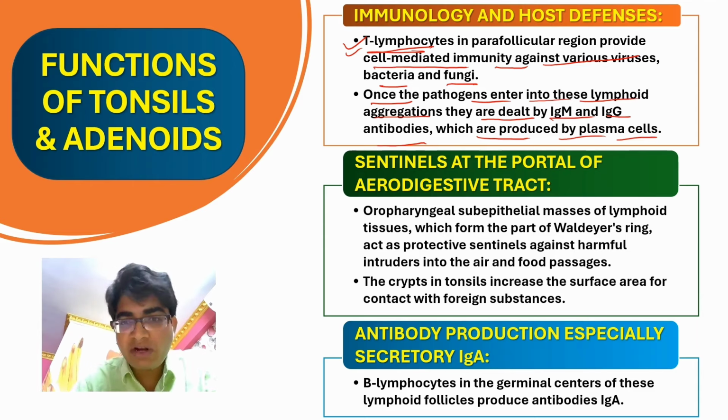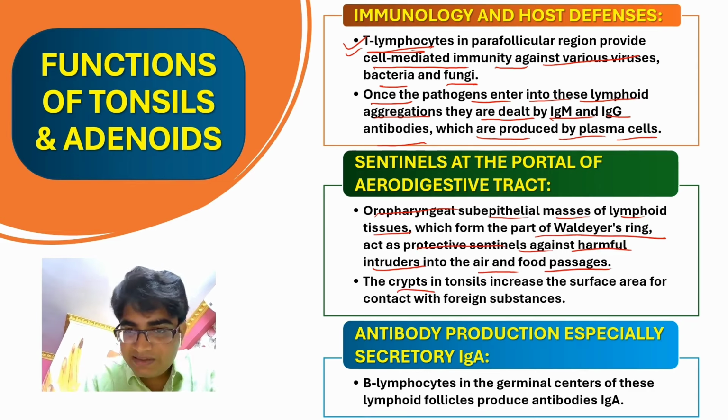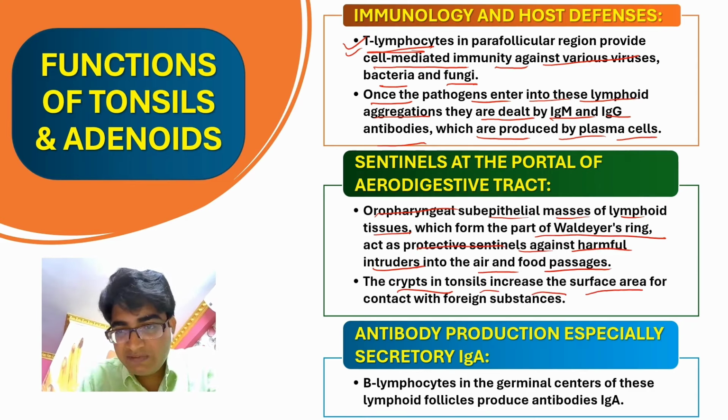Then sentinels: these tonsils and adenoids are acting as sentinels at the portal of the aerodigestive tract. So the oropharyngeal subepithelial lymphoid tissues, which are part of Waldeyer's ring, act as protective sentinels against harmful intruders into the air and food passages. Crypts in the tonsils increase the surface area for contact with foreign substances. Correct? And the last one is the antibody production, especially the secretory IgA.